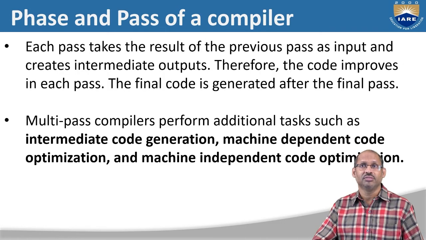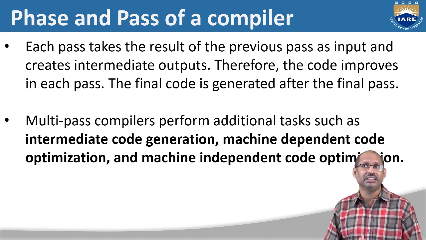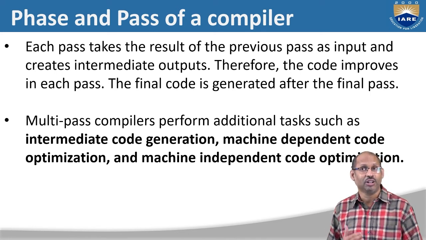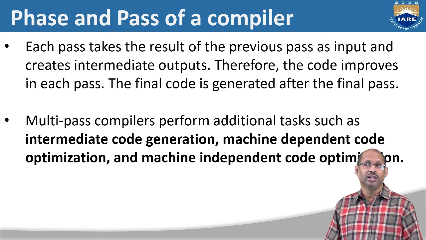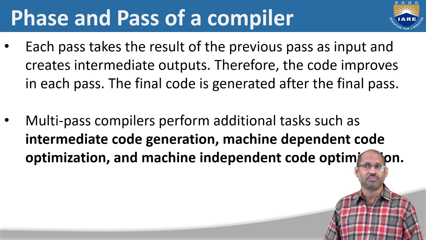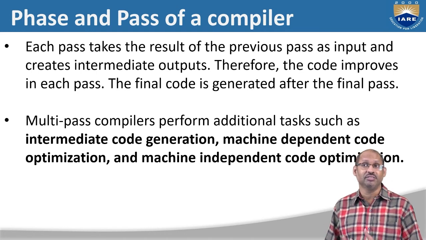Here there are advantages. Each pass takes the result of the previous pass as input and creates intermediate outputs. Therefore, the code improves with each pass. The final code generated by the final pass will be more efficient. Here, if we have multi-pass compilers, we may separate them.